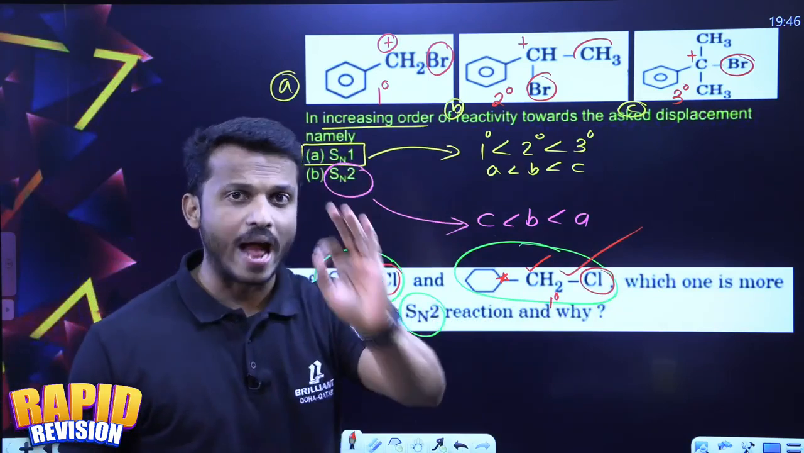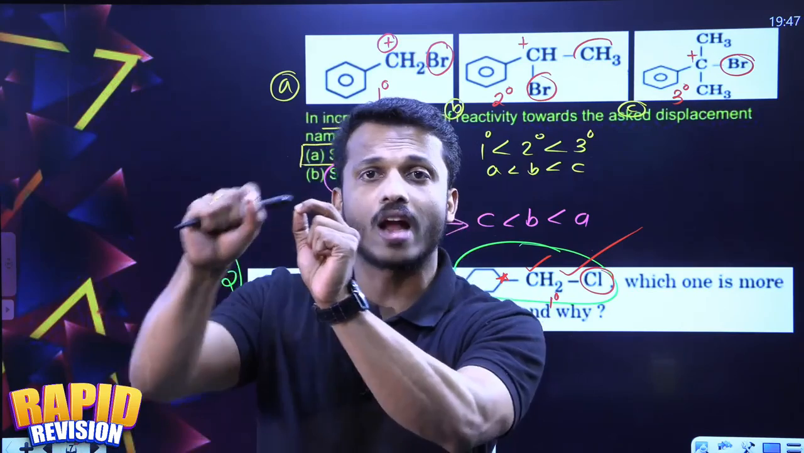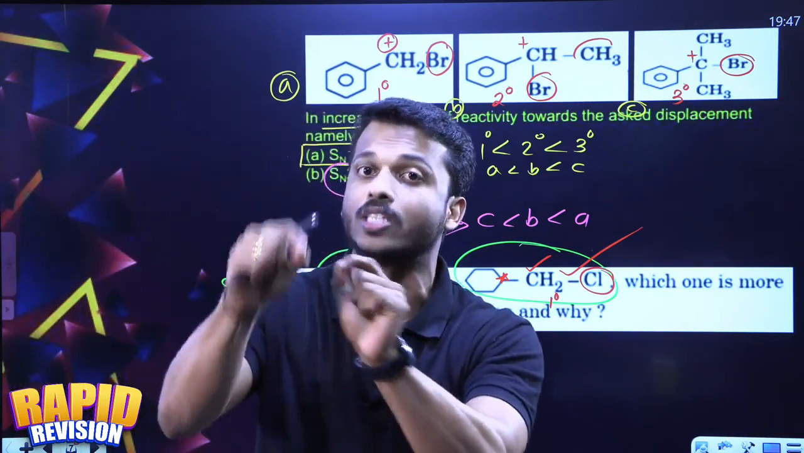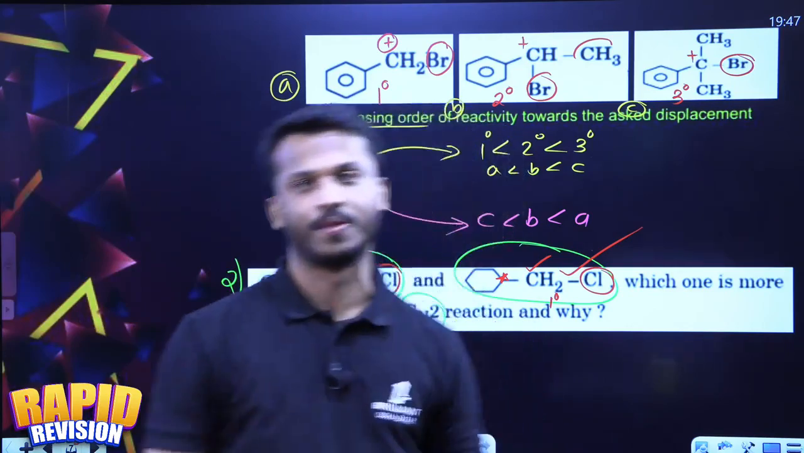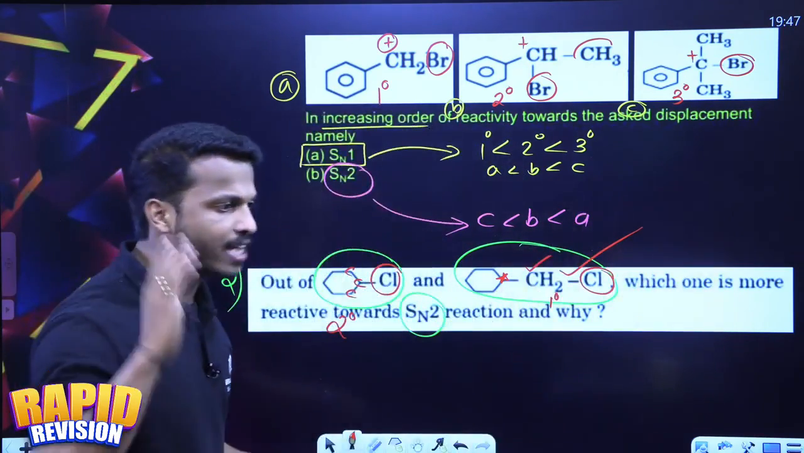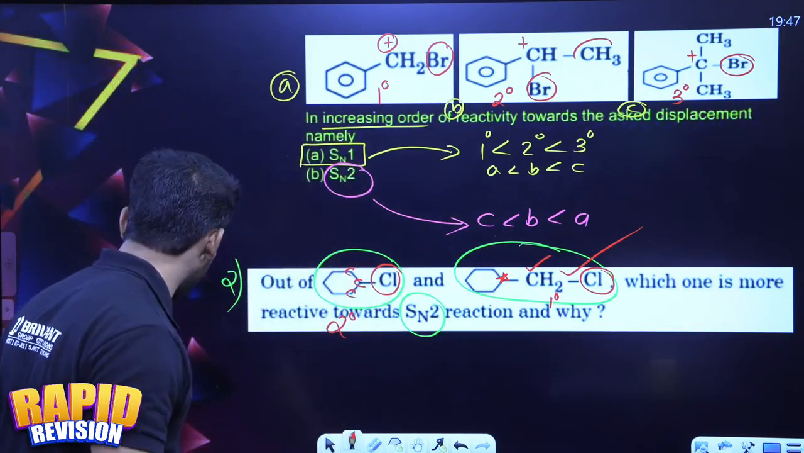Dear all, whenever you are answering, please draw the structure and then write, this will undergo SN2 reaction faster because it has least steric hindrance. Please give the reason also. Maximum try to expand your answer, dear all. Okay, so let me go for next question.